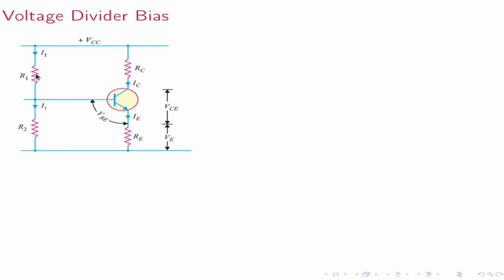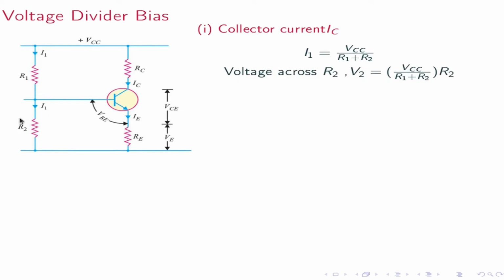Voltage divider bias. In voltage divider biasing, we are using two resistors R1 and R2, which constitute the voltage divider here. That's why the name voltage divider biasing. So the voltage across R2 will provide necessary forward bias condition for base emitter junction. Here also we can analyze the circuit. The current I1 is equal to VCC by R1 plus R2, and the voltage across R2, V2, is I1 into R2, that is VCC by R1 plus R2 into R2.